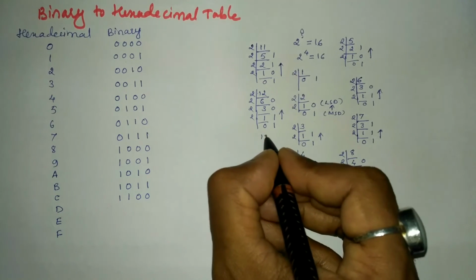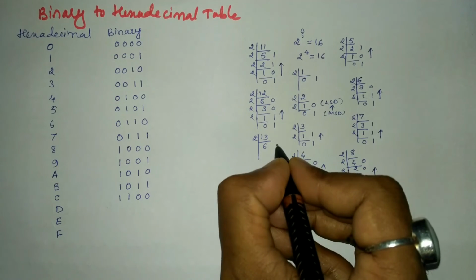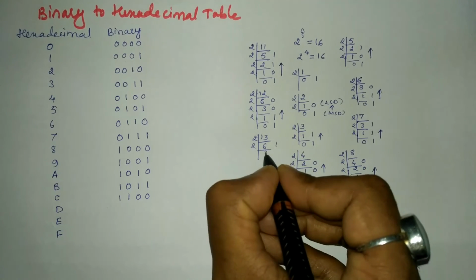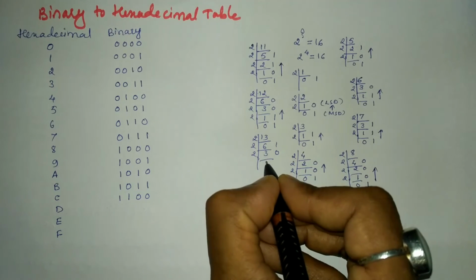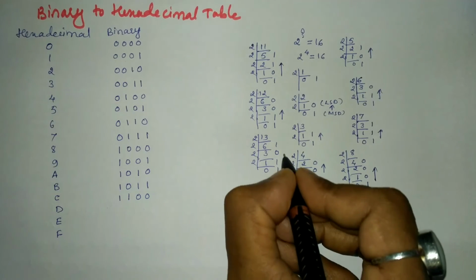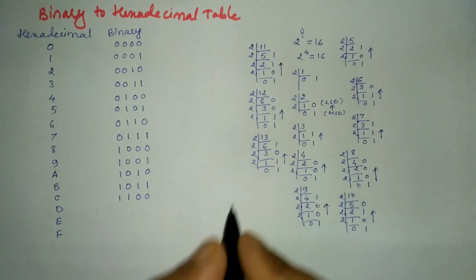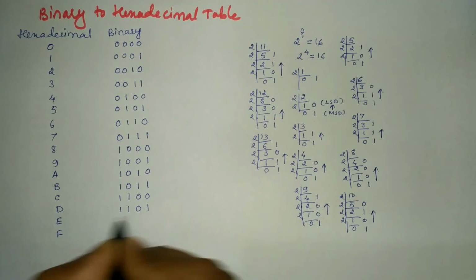Similarly, D can be written as 13 divided by 2. 2 6s are 12. 1 is the remainder. 2 3s are 6. 0 is the remainder. Next 2 1s are 2. Remainder is 1. 2 zeros are 0. Remainder is 1. So again I have to write from bottom to top. 1, 1, 0, 1.